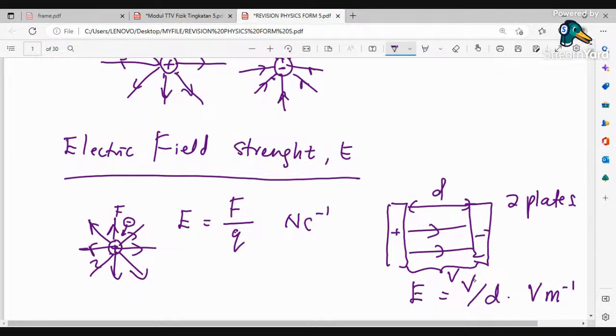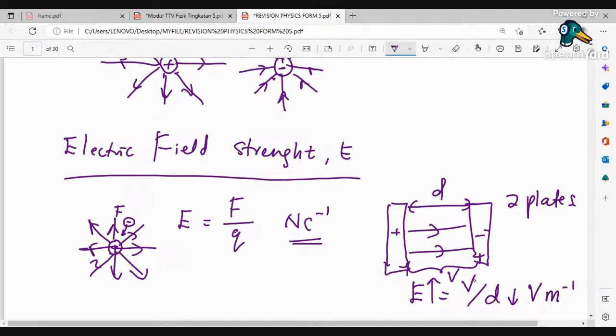Okay, so you just check the case lah. If the region is around a charge unit or charge particle, use E equals to F divided by Q, unit Newton per Coulomb. And then if between two plates the voltage V and the distance is D, so you will get E equals to voltage divided by separation distance. Okay, so from here you can see if you put closer the two plate, D smaller, means electric field strength is higher. Or you increase the voltage, electric field strength is higher.